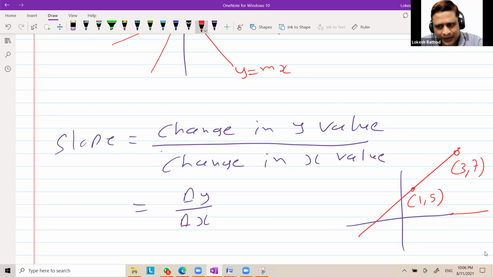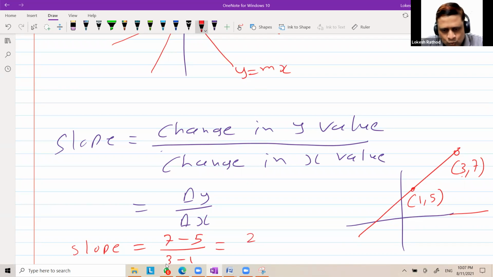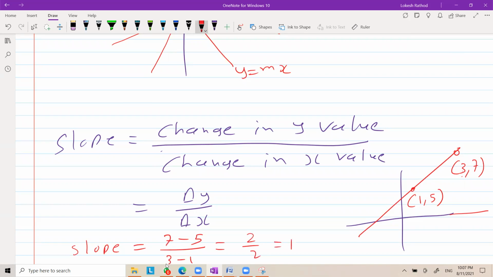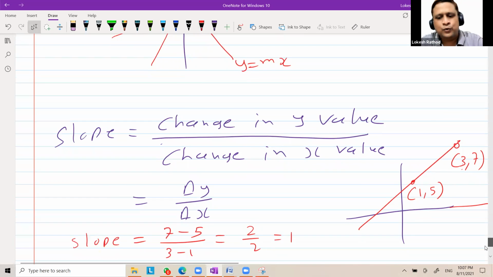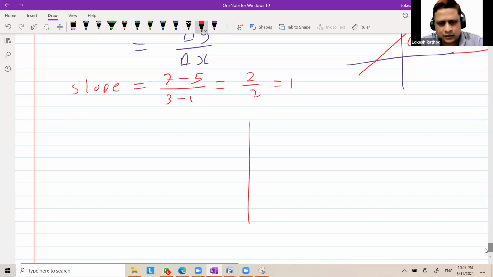And I want to know the slope of this line. So to find slope, what is change in y? Slope is equal to change in y. So y is 7, and here it is 5. So I will do 7 minus 5. And what is change in x? Change in x is 3 and 1, right? 3 is the x coordinate, 1 is the x coordinate. So it is 3 minus 1. So that is 2 over 2, or 1. Right? So here slope is 1.